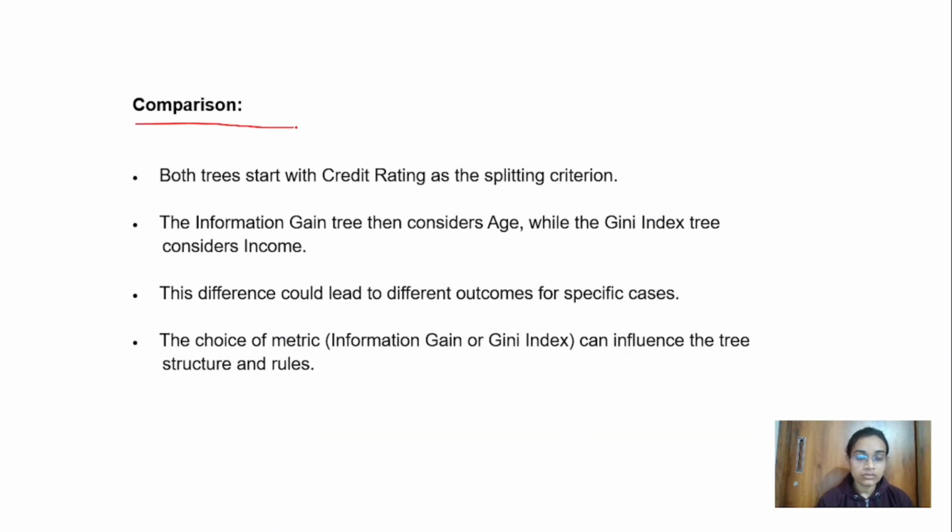Now, comparing the rules, both trees start with credit rating as the splitting criteria. The information gain tree then considers age, while the Gini index tree considers income. This difference could lead to different outcomes for specific cases. The choice of metric, information gain or Gini index, can influence the tree structure and rules.